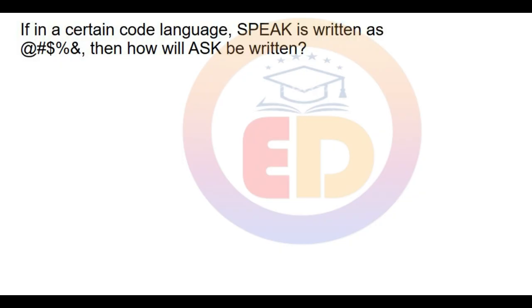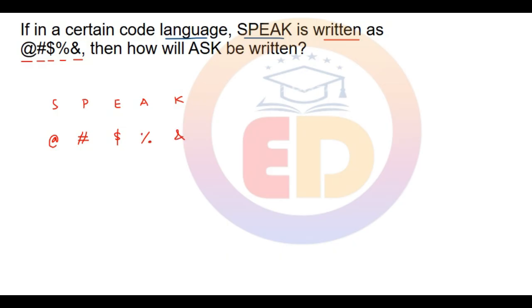Now the next part of letter coding is symbol coding. The question says, in a certain language, SPEAK is written as @, hash, dollar, percent, and. Let's write down. SPEAK is coded as S is @, P is hash, E is dollar, A is percent, and K is and.